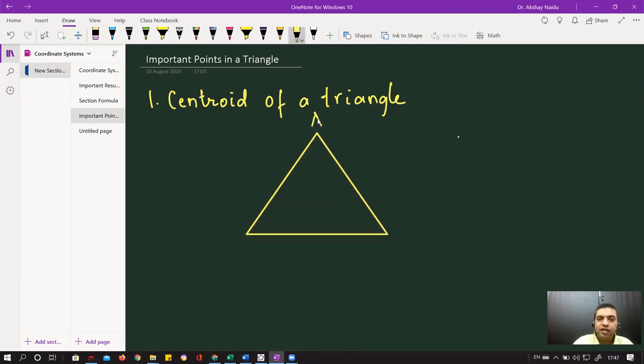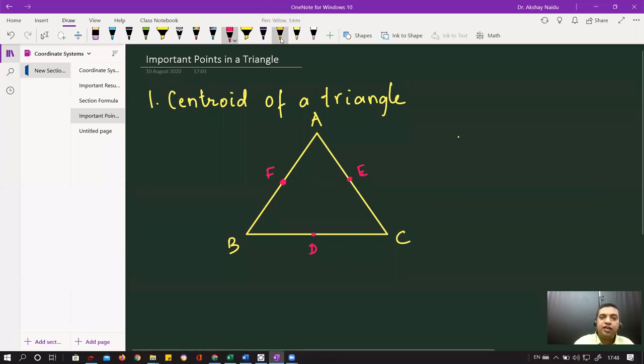What is a median? ABC is a triangle. A median is a line joining the vertex with the midpoint of the opposite side. Okay, this is a midpoint. This D is the midpoint of BC. E will be midpoint of CA, and F will be midpoint of AB.